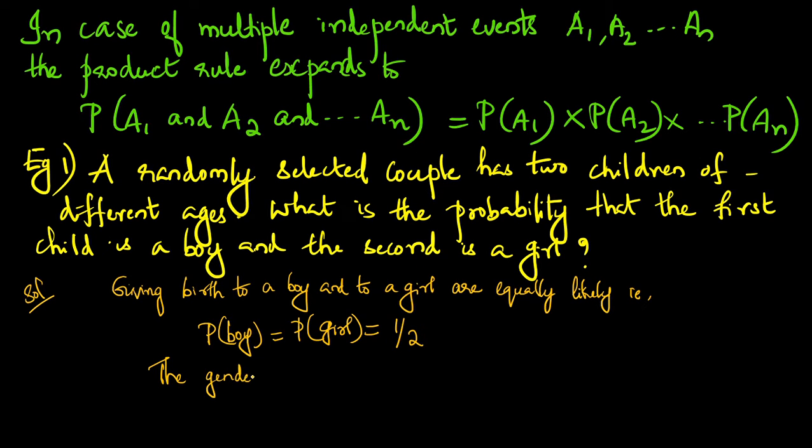That is, the gender of each child is independent of the other. Both are independent events. Therefore, we can apply the product rule.